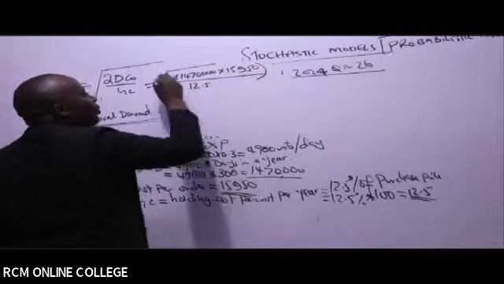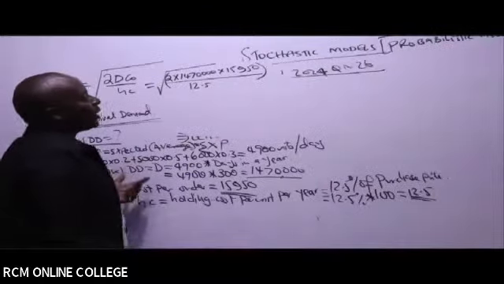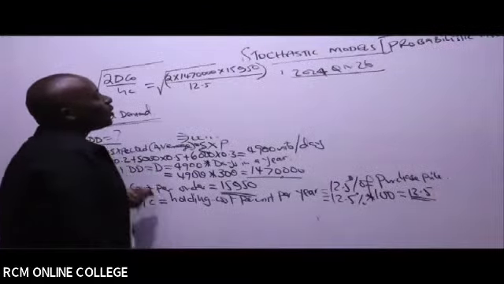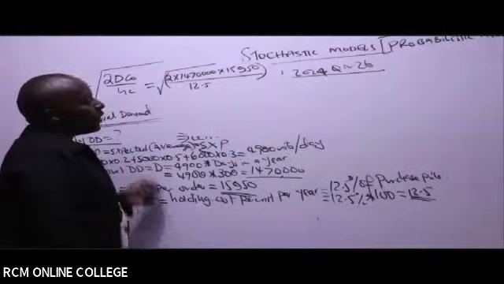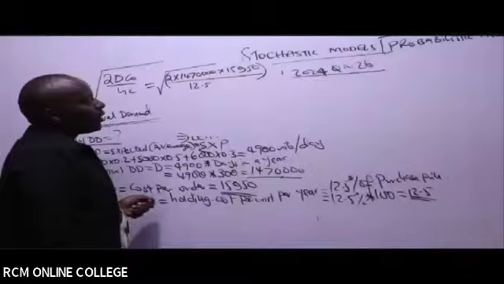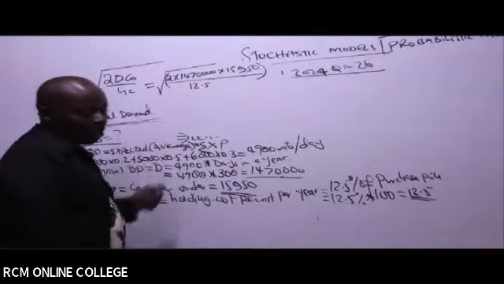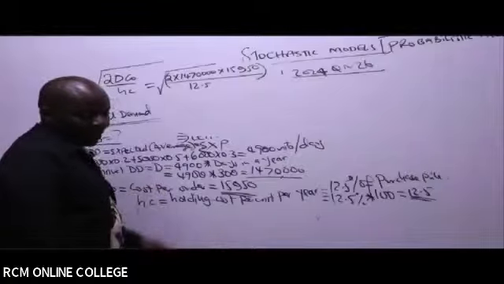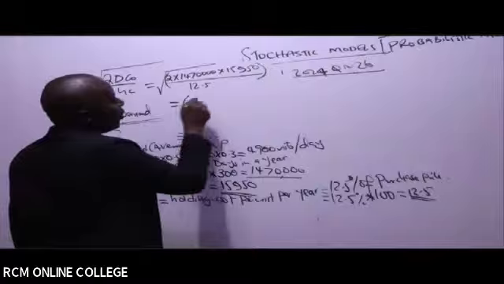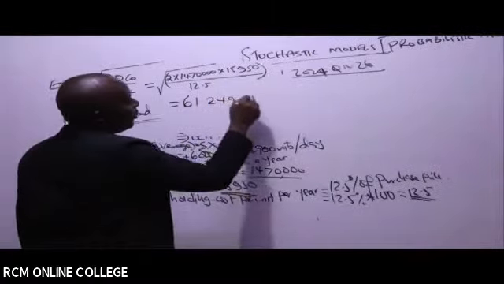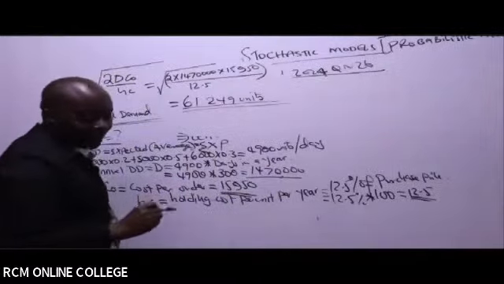My friends, first of all, start by evaluating what is inside the brackets. So we'll say 2 times 1,470,000 times 15,950 divided by 12.5. Whatever I get, I will come and say square root of that. My calculator is giving me 61,249 units. 61,249 units, and then I underline it like that.